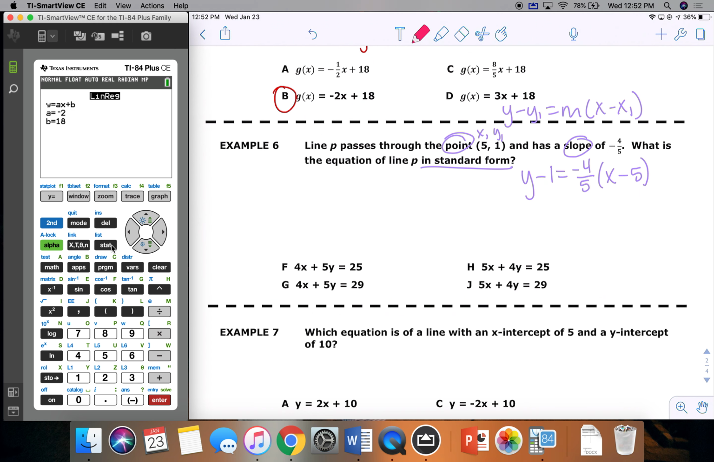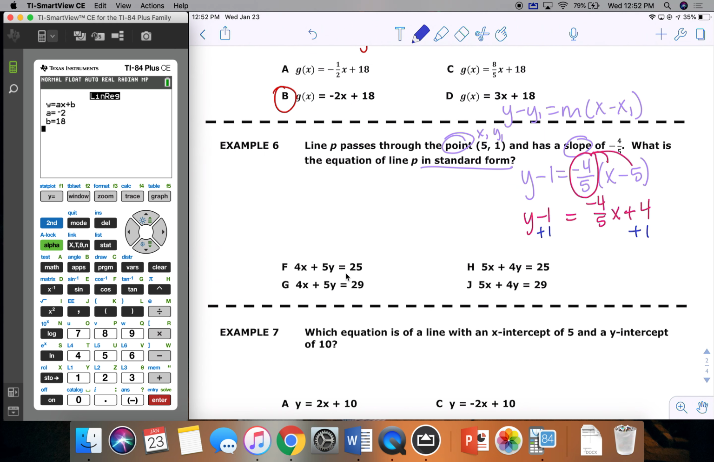And from here, I'm trying to get it into standard form. If you don't remember what standard form is, look at all of your answer choices. They all have x's and y's on the same side together. So I'm going to take -4/5 and multiply it or distribute it to everything in the parentheses.